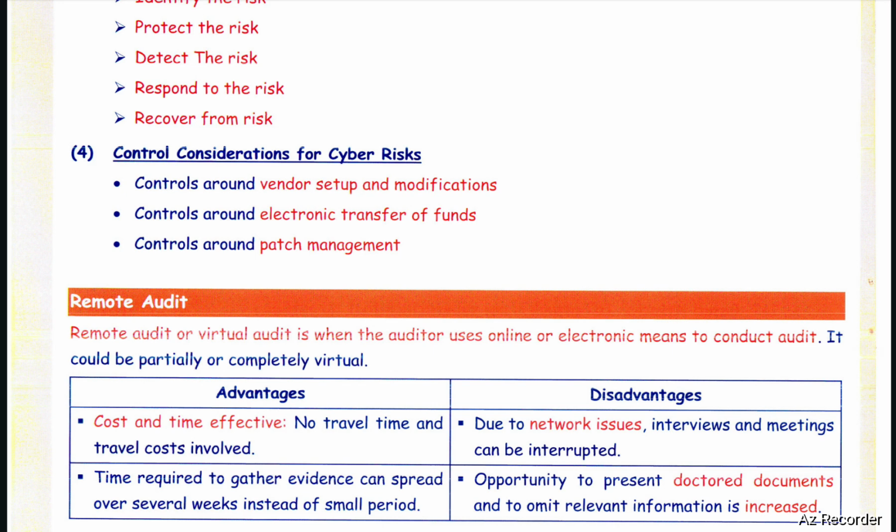A remote audit or virtual audit is when an auditor uses online or electronic means to conduct an audit. It could be partially or completely virtual. What are the advantages of a remote audit?